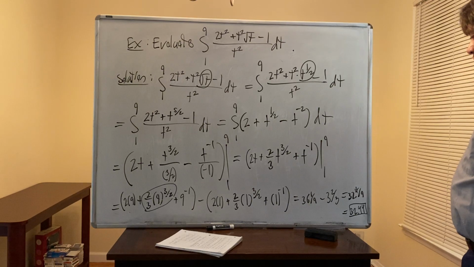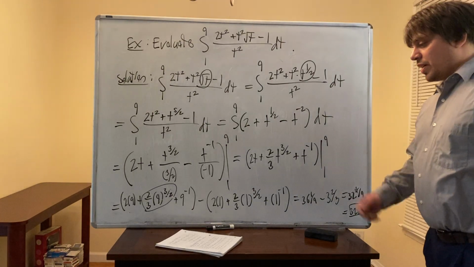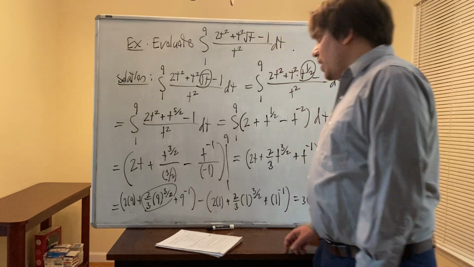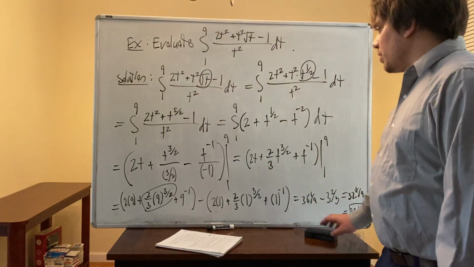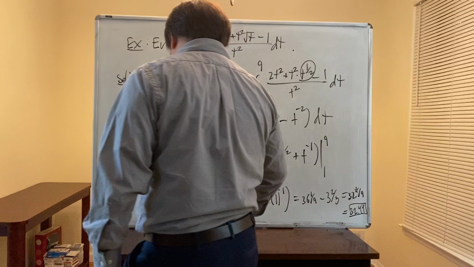Good. Okay, just calculate. So this definite integral is equal to 32.44, rounded to the nearest hundredth.